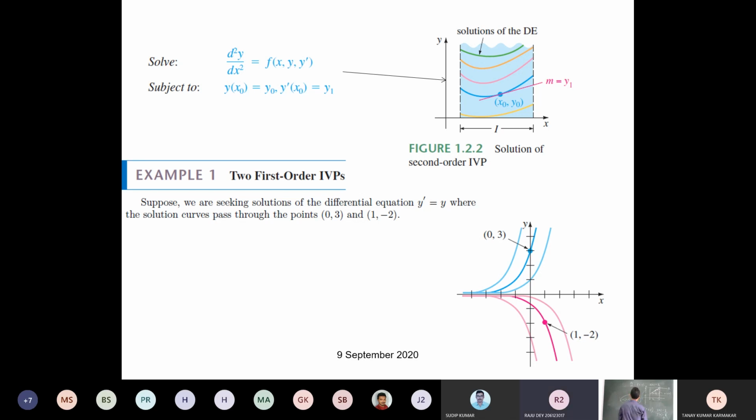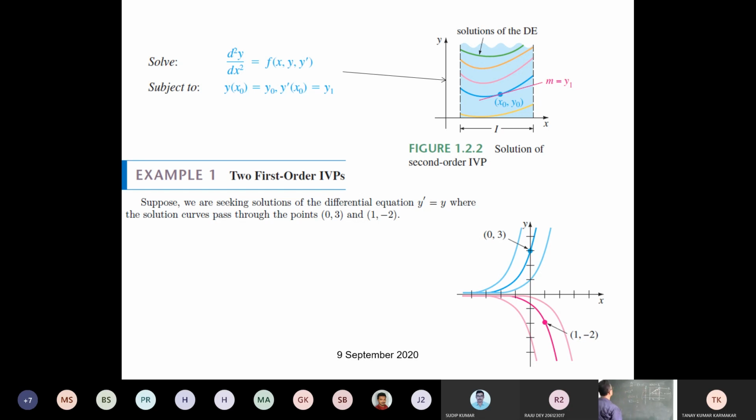Yes? Sir, e to the power x. E to the power x. Okay? So we are seeking a solution in such a way that y(0) equals 3 and then y(1) equals -2. The solution is e to the power x here, that's fine, but it will be something like c e to the power x, okay?